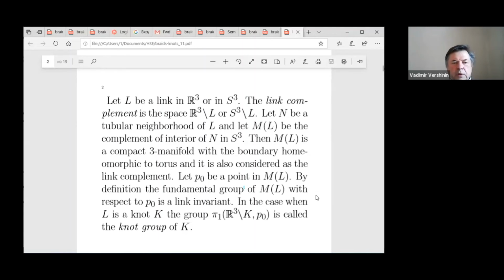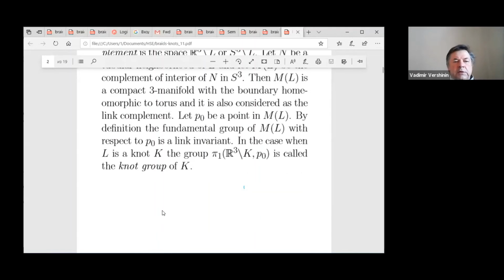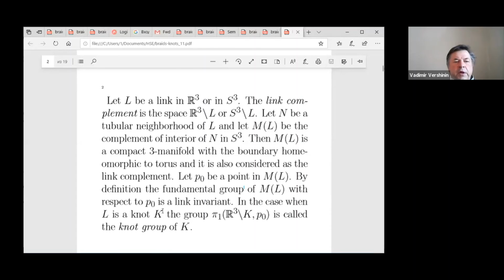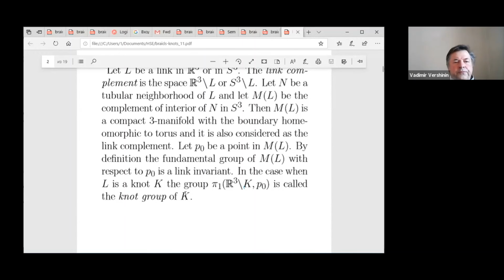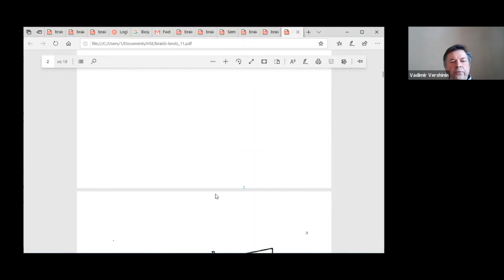So we take a point in ML, and by definition, the fundamental group is called the knot group, especially when K is a knot. This is called the knot group. So this is the fundamental group of this complement.